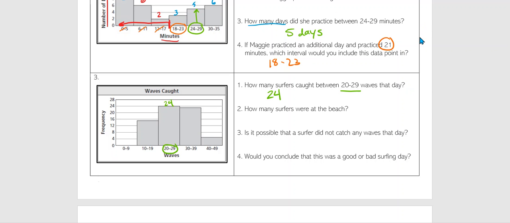All right, so we wanted to know how many surfers caught between 20 to 29 waves. We look at the bottom here, we see waves along the x-axis. 20 to 29 is an interval. We see how tall that bar is, and that bar is 24 units tall.